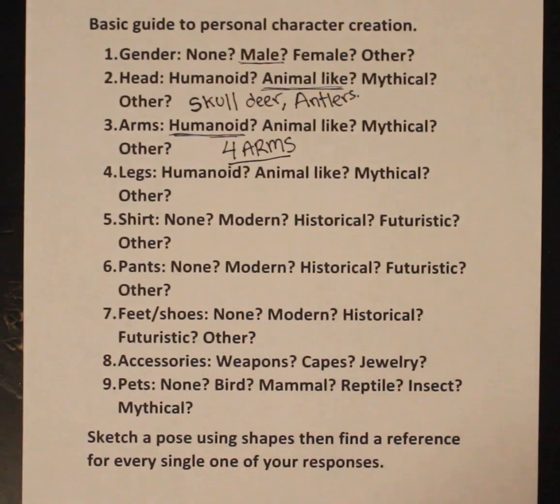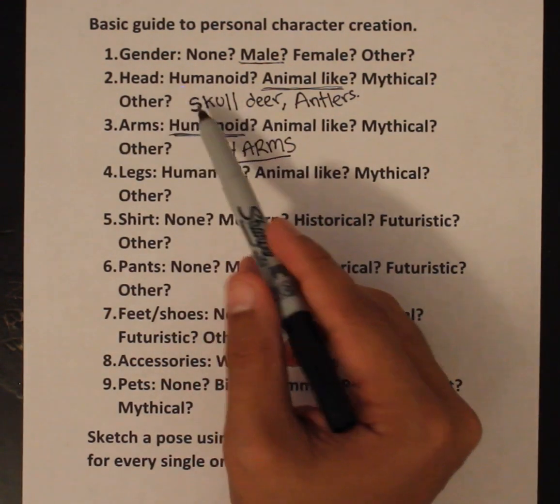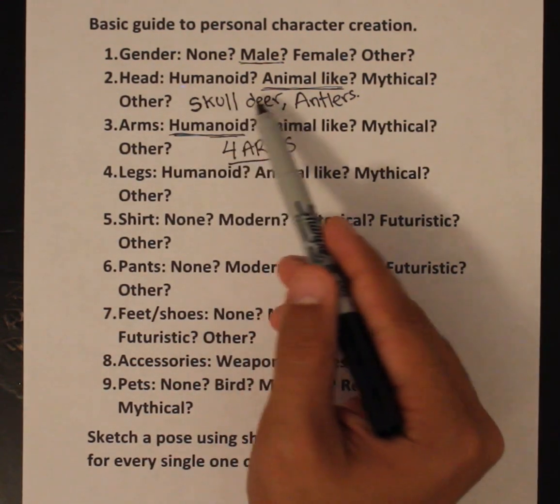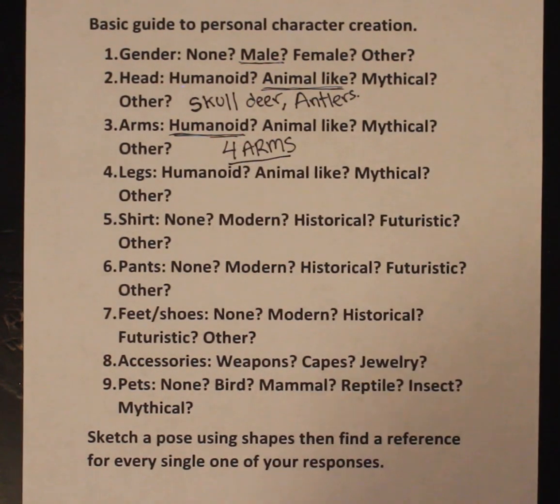By the way, you're not copying me here. Let me repeat that. You are not copying me. This video is just a guide to help you, or to show you the process that I go through when I create an original character. So the head, it's going to be a deer skull with antlers. The arms, I want 4 arms, and I want them to be humanoid.